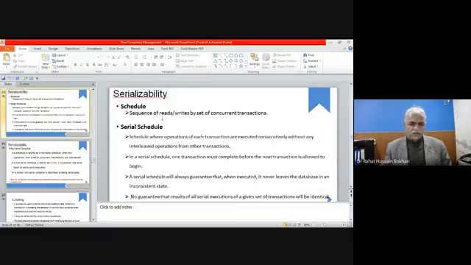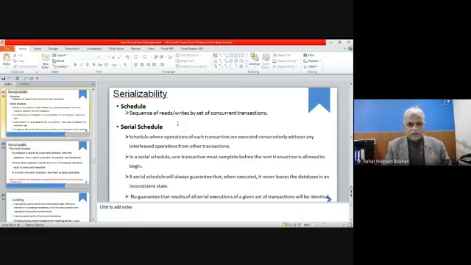Regarding serializability, we have the schedule, and a schedule means the sequence of reads and writes by a set of concurrent transactions. How the concurrent transactions should be carried out, whether they are for read or for write, and what their sequence is, is basically the schedule.